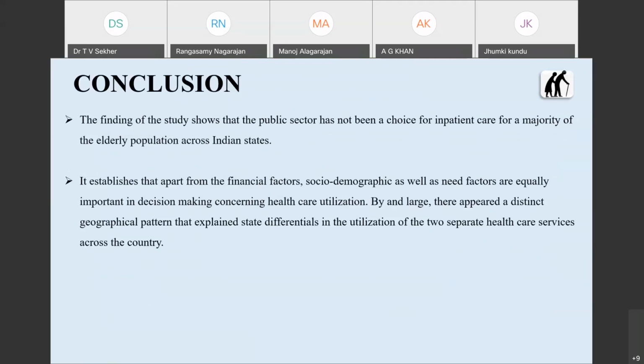So now I come to discuss the conclusions part. The findings of the study show that the public sector has not been a choice for inpatient care for the elderly population across the Indian states. It established that apart from the financial factors, there are some socio-demographic factors as well as need factors, which also play an important role in making a decision concerning healthcare utilization. So by and large, there is also some geographical pattern. They also explain the state differentials in the utilization of 2 separate healthcare services, private versus public, across the country.